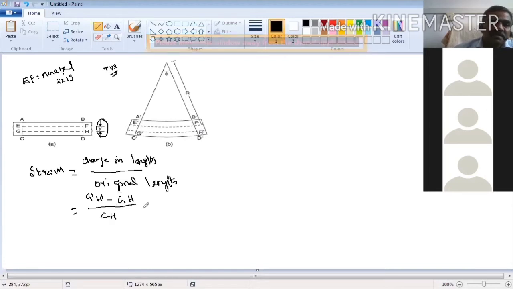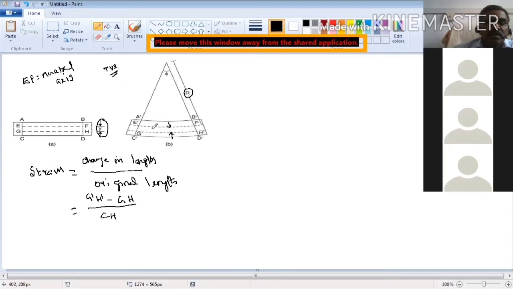GH. Right? Now you come to this figure. I am taking this radius. E dash F dash is a neutral axis. The radius of the neutral axis is R. What is the distance between the neutral axis and the axis GH? It is Y.